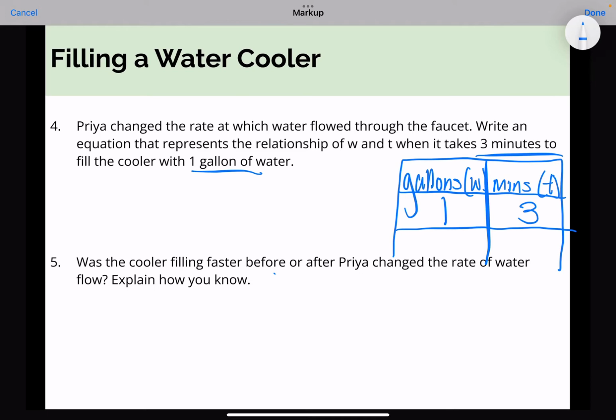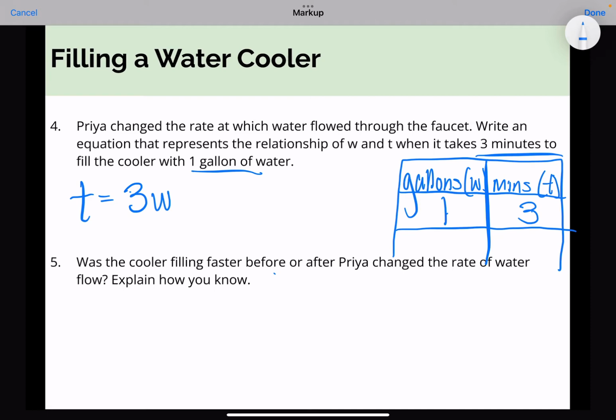Okay, so I'm going to look at my table from W to T. We took our gallons and multiplied it by 3 to get our minutes. 1 times 3 gives us 3. So one equation we can write is T is equal to 3 times W. W is gallons, times 3 would give us our time in minutes.